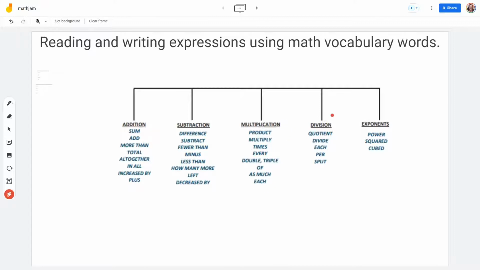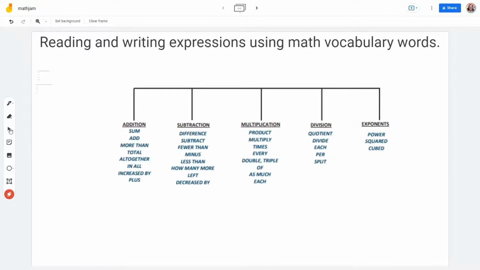Okay, so two more here. We've got division. With division, you might see the word quotient, divide, each, per, or split. Okay, and our last one is exponents. When you see an exponent, you might see power, squared, or cubed.